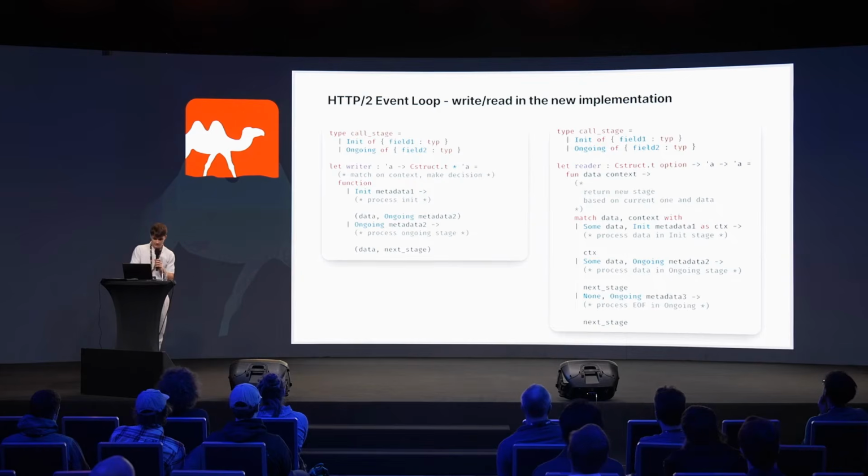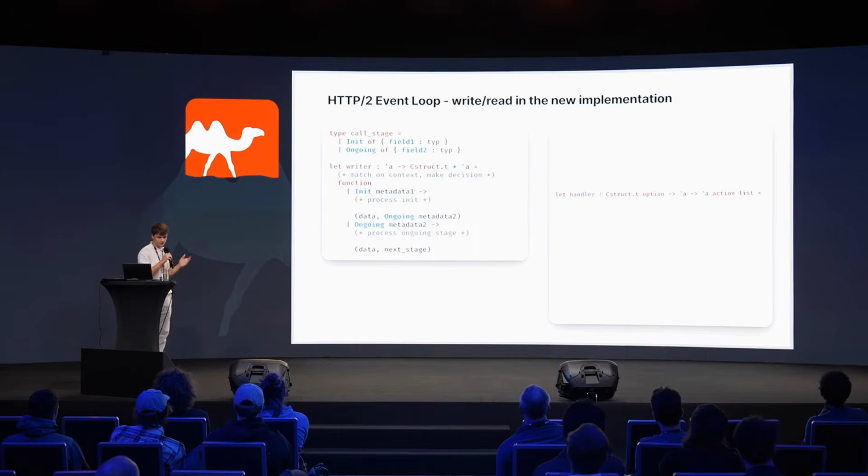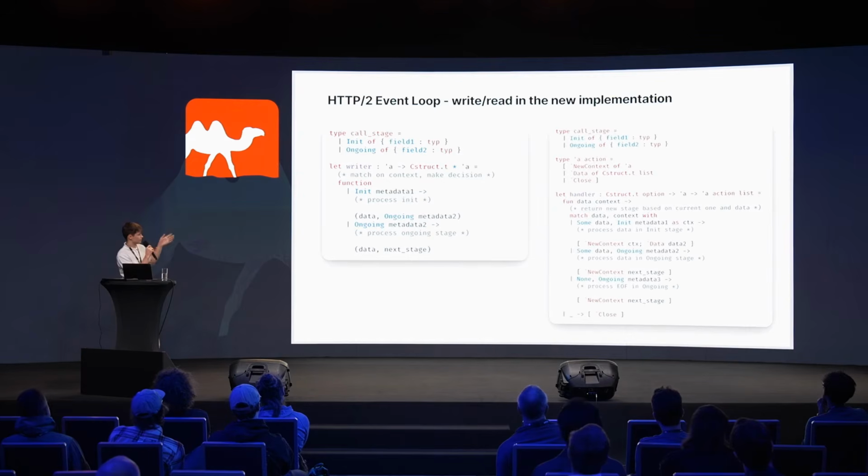So that's pretty bad. So instead, we remove the reader totally, and we make a general handler, which is also triggered on every read, but instead of just an updated context, we return a list of actions, and this type is actually provided by the library. So not only can you update the context, the state of the call, but you can also immediately write some data or close the stream completely. So now you have the call state, you match on data, you match on context, and you return appropriate actions that you want to take.